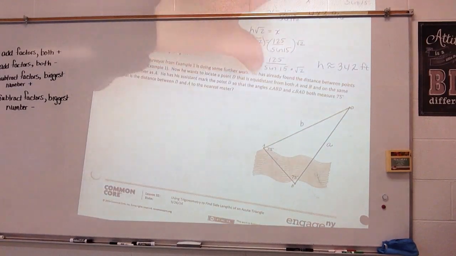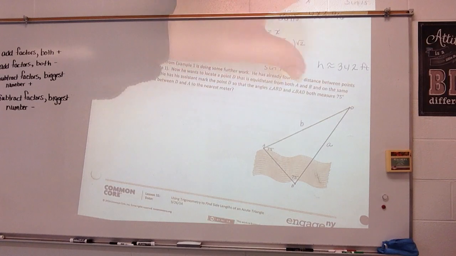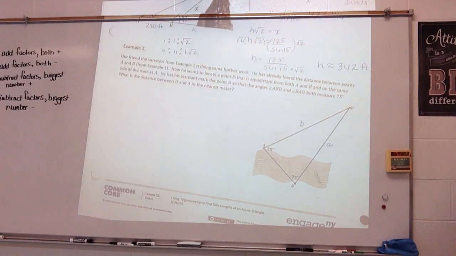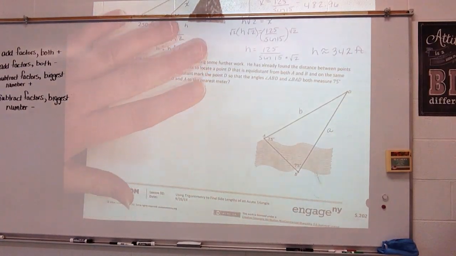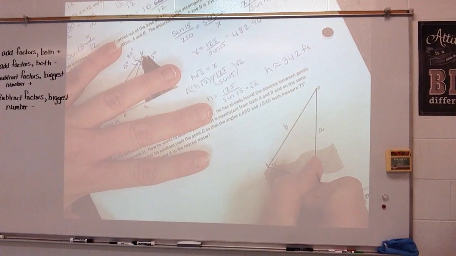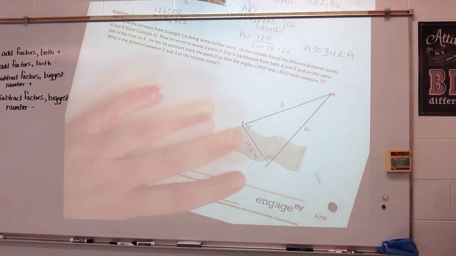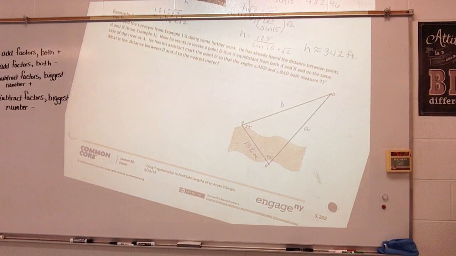So we have, we labeled everything? Okay, so now here's what I want you to add. I want you to add 132 meters from A to B. Alright?